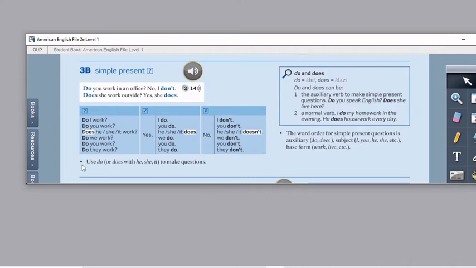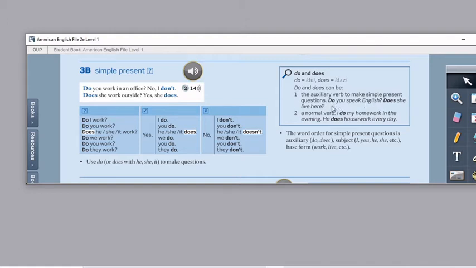So the first bullet point, use do or does with he, she, it to make questions. The structure goes like this: do or does, subject, verb, simple form. Then look at the blue box. Do or does. Do, does. Do and does can be the auxiliary verb to make simple present questions.